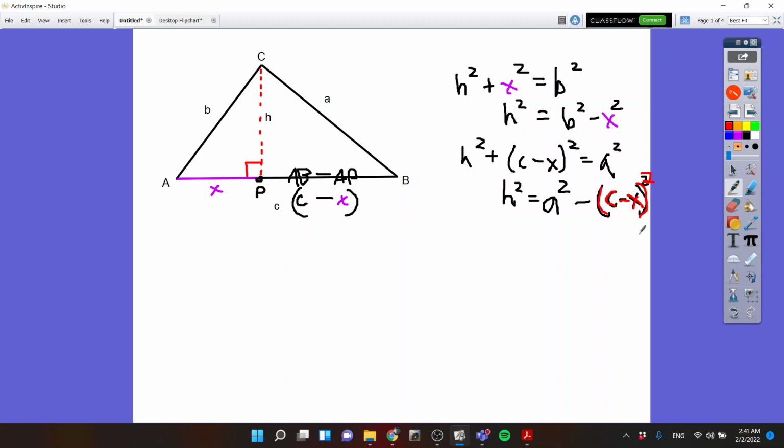squared. I'm a big fan of area models, so I'm going to draw that area model, but any way you multiply it out is fine with me. There's c and minus x, c and minus x, and this is c squared minus cx minus cx, and this here is negative x times negative x is positive x squared. So this equation here then is now h squared equals a squared minus the things that are inside here, which is c squared minus 2cx, because there's two of those, and then plus x squared.